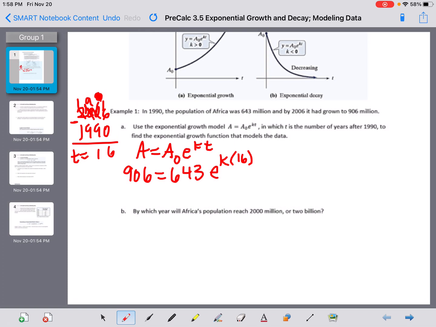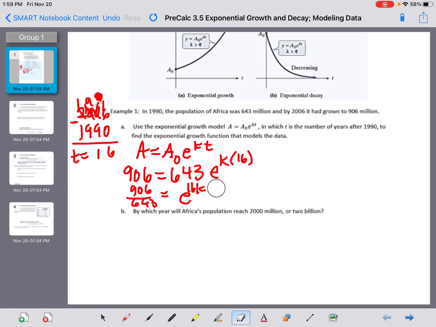We learned earlier this chapter how to solve for a variable that's in an exponential position, so keep in mind what we did in the last section. We need to work first to get that exponential term by itself. So I'm going to divide by 643. Technically, I'm not going to divide, I'm just going to put it down there on the bottom. I'm going to write this as e to the 16K, okay?